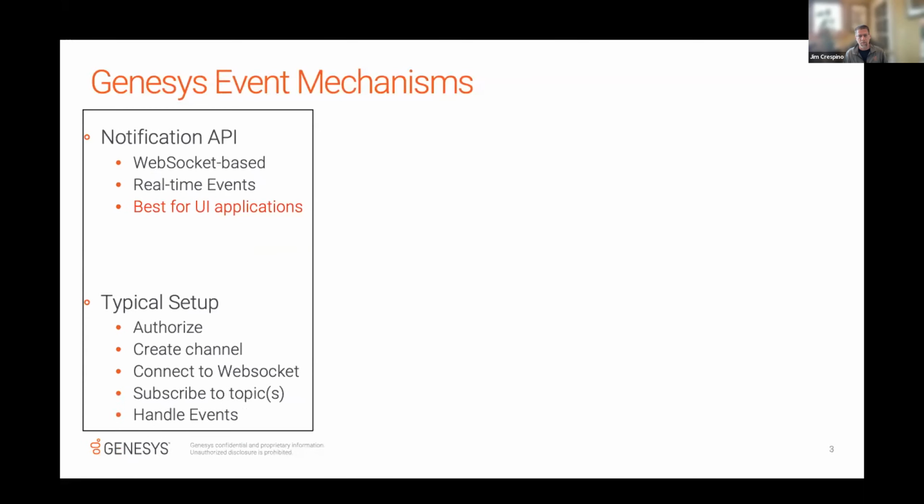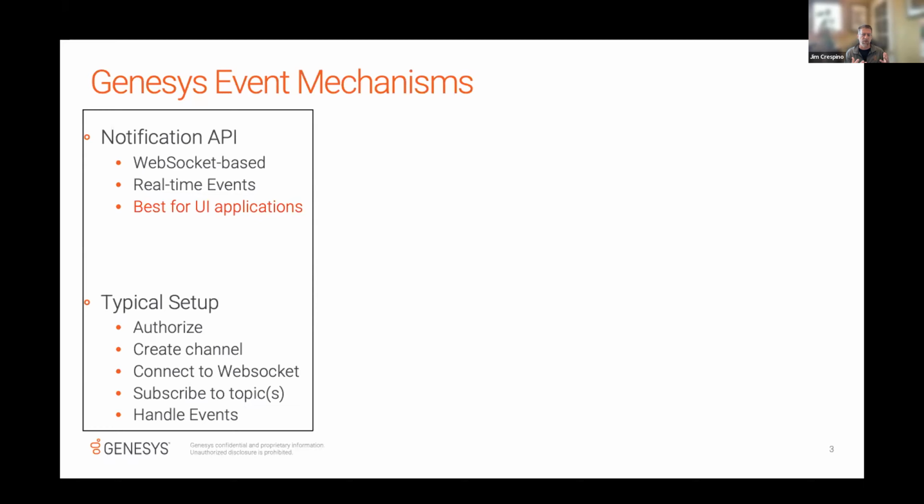We're going to start off today with, I'll say, our oldest event mechanism, which is our notification API. That is a WebSocket-based system for getting real-time events out of the platform. And it's really designed best to be used for user interface applications. It can be used for server-to-server integrations, and I'll talk about why you may not want to use it for that, but it really is designed around UI applications such as interaction widget panels that you might use in Genesys Cloud.